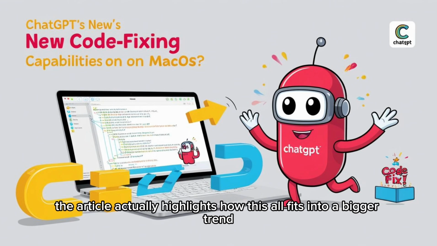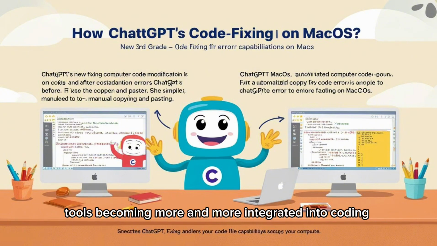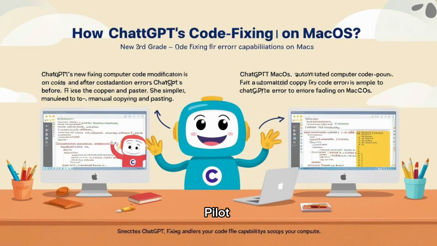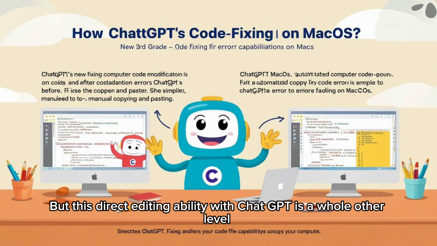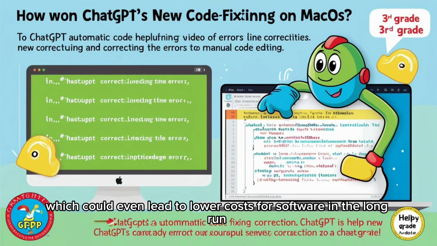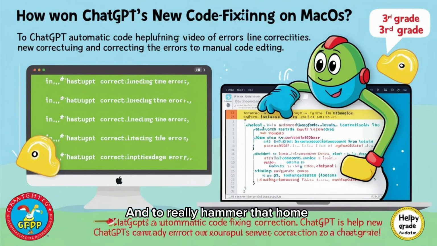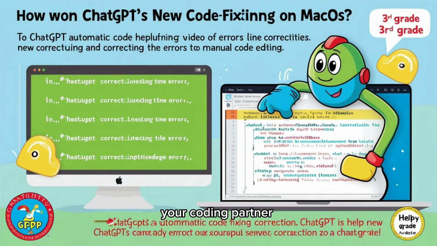And the article actually highlights how this all fits into a bigger trend of AI tools becoming more and more integrated into coding. We've seen things like GitHub Copilot, which is another AI tool that can suggest code completions, but this direct editing ability with ChatGPT is a whole other level. I'm really starting to see the potential here. This could lead to way faster development times, which could even lead to lower costs for software in the long run. Absolutely. And to really hammer that home, the article mentions that OpenAI is even planning to release a whole separate product just for code fixing and writing. It seems like they're going all in on this idea of AI as your coding partner.